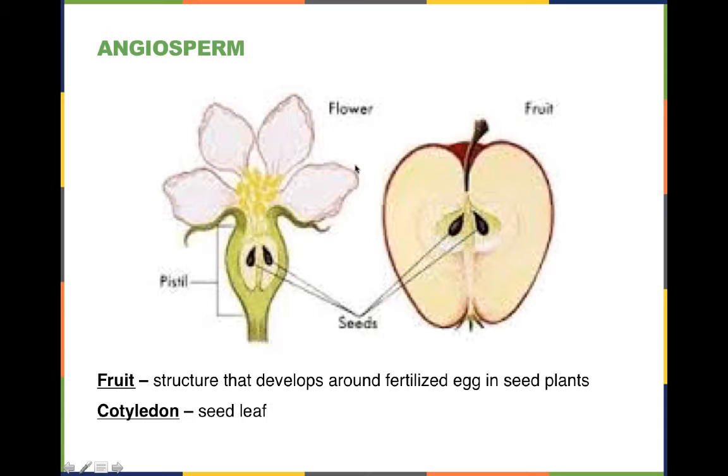And a fruit is just an adaptation of the ovary around the seed that aids in its dispersal. So the fruit is a structure that develops around the fertilized seed. If the seed is not fertilized, then the fruit does not form. And as I said, the cotyledon we talked about before is the seed leaf.